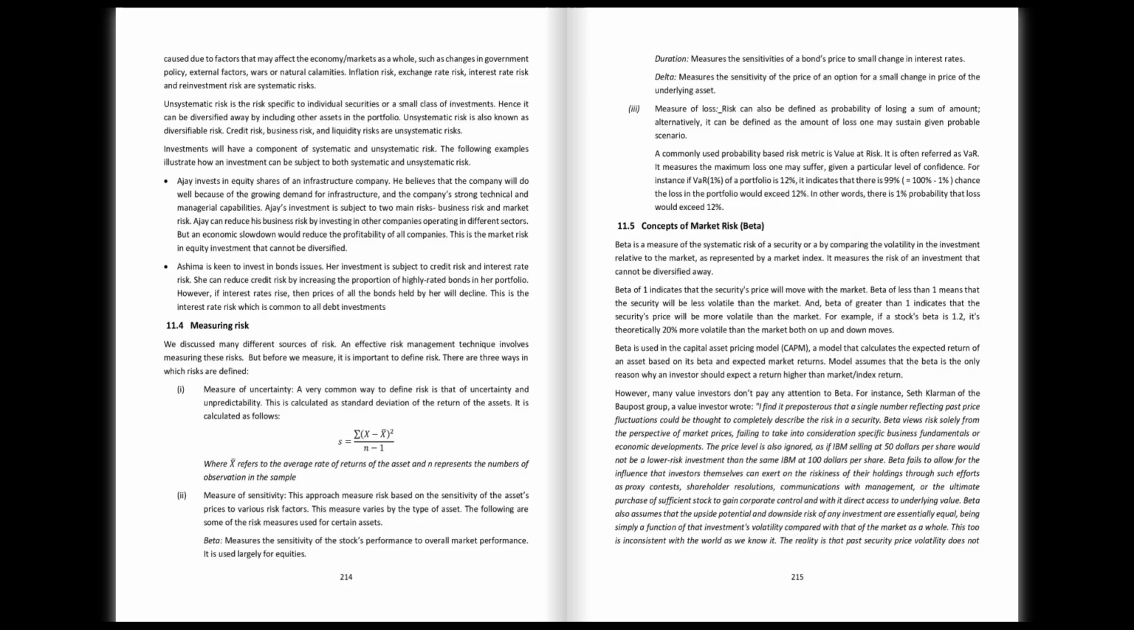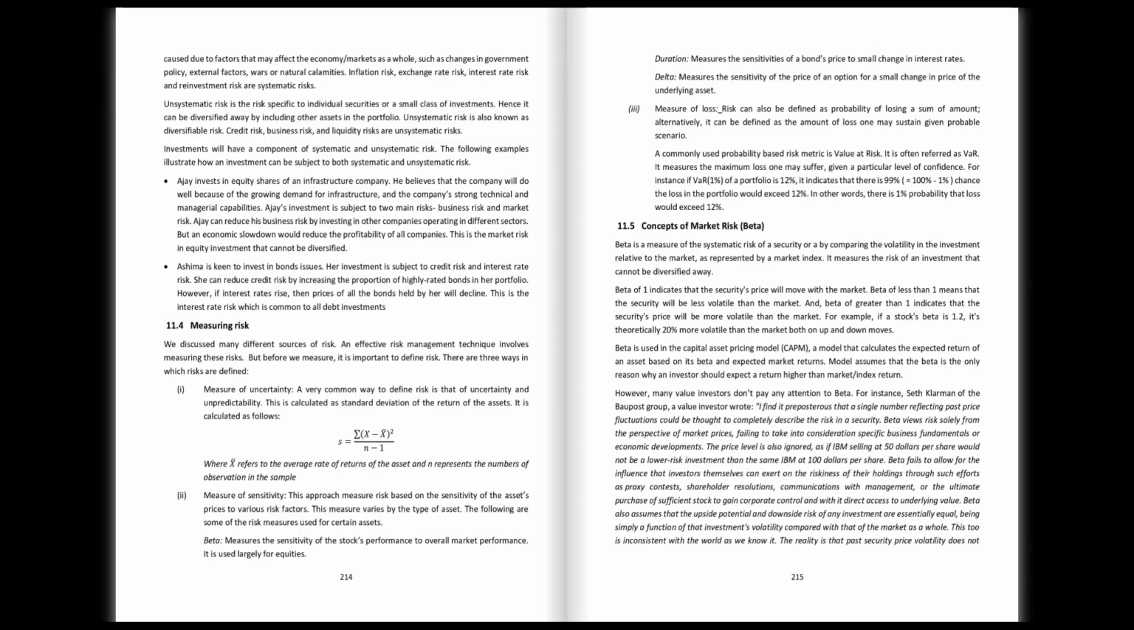Inflation risk, exchange rate risk, interest rate risk, and reinvestment risk are systematic risks. Unsystematic risk is the risk specific to individual securities or a small class of investments. Hence, it can be diversified away by including other assets in the portfolio. Unsystematic risk is also known as diversifiable risk. Credit risk, business risk, and liquidity risks are unsystematic risks. Investments will have a component of systematic and unsystematic risk.